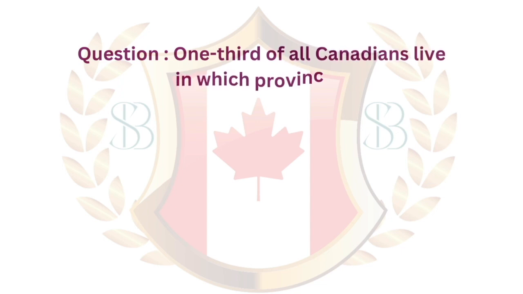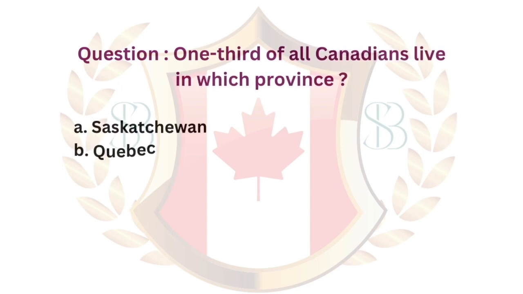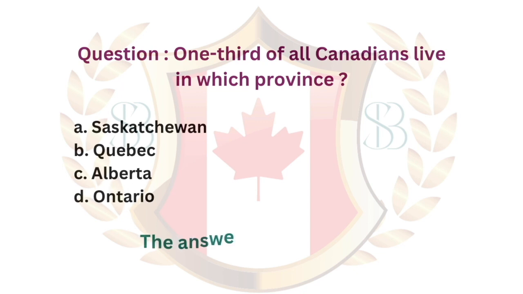Question. 1/3 of all Canadians live in which province? A. Saskatchewan. B. Quebec. C. Alberta. D. Ontario. The answer is D. Ontario.